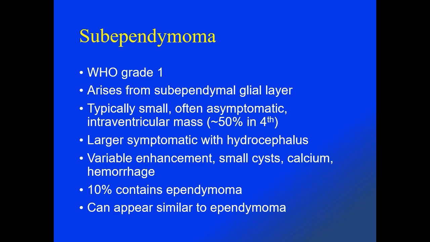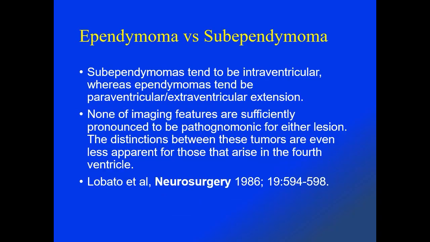Approximately 10% contain a small component of ependymoma, and their appearances are very similar to that of ependymoma. Subependymomas tend to be intraventricular, whereas ependymomas tend to be paraventricular or extraventricular in location. None of the imaging features are sufficiently pronounced to be pathognomonic for either lesion. The distinction between these tumors is even less apparent for those that arise in the fourth ventricle.